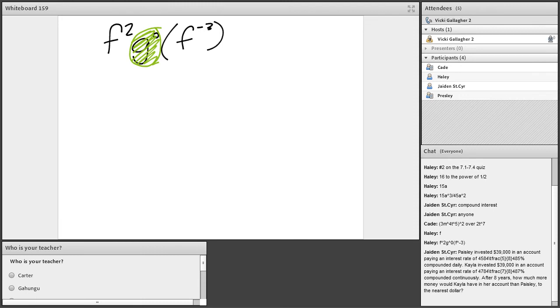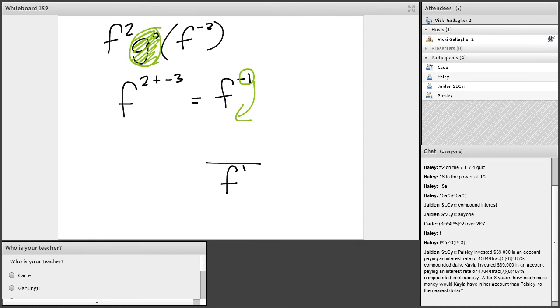And since they're being multiplied together, I'm going to add them. So 2 plus negative 3. And 2 plus negative 3 is negative 1. And then you're not allowed to end a problem with a negative exponent. And so since this is a negative 1, I'm actually going to drop the f down to the bottom of a fraction bar. And it would become f to the positive 1.